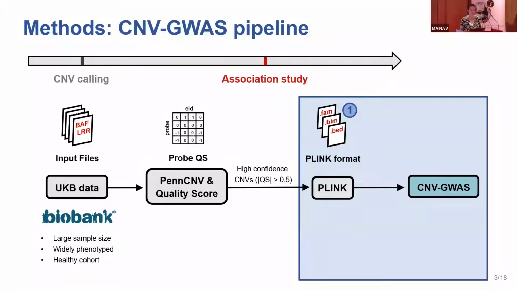So we then stringently defined high confidence CNVs and encoded them in a PLINK format, which allows us to perform efficient genome-wide association studies. And now a small note regarding the samples: we restrict the analysis to unrelated individuals of white British ancestry. And we also exclude individuals with a report of blood malignancy in order to protect the analysis from the impact of somatic CNVs.